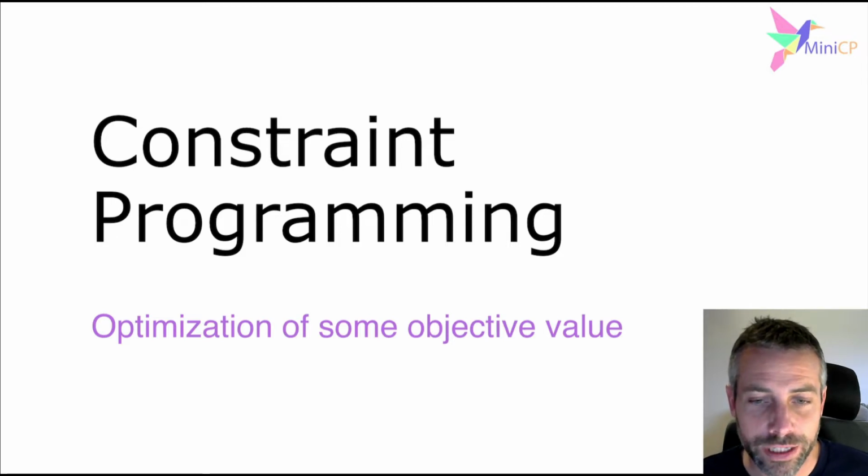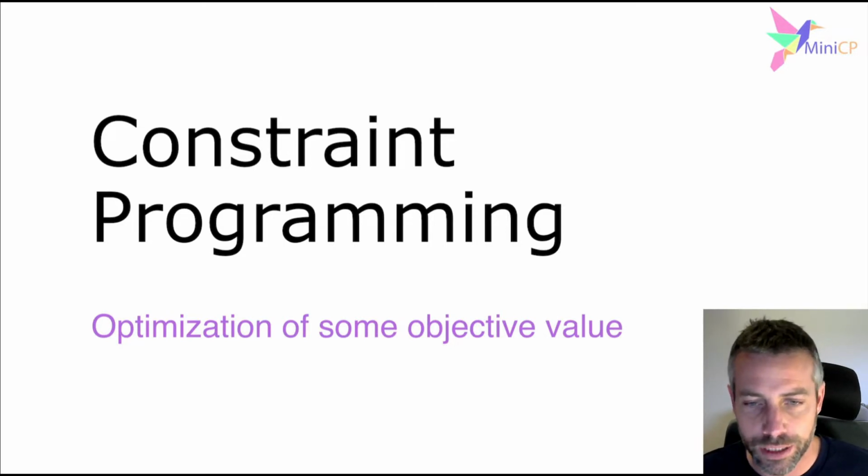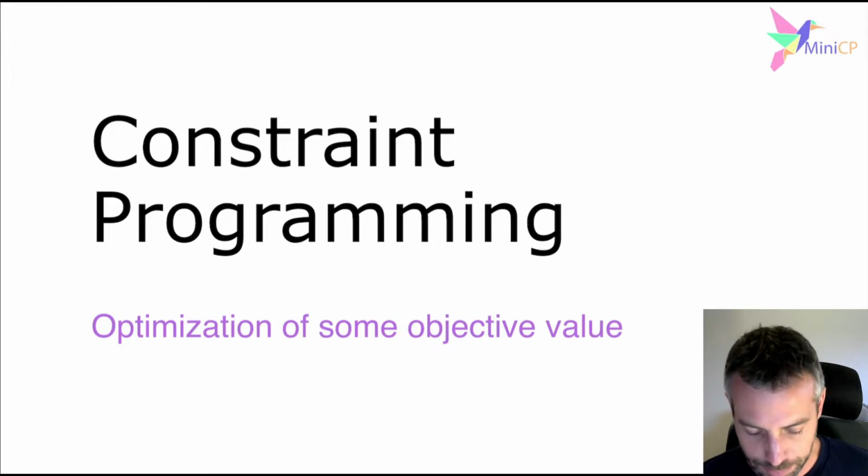I have often heard that constraint programming is not a good technology for solving optimization problems. This is fake news. Actually, constraint programming is well designed to solve discrete optimization problems as well, and you can optimize any objective function that you want. Let's see how to do that in constraint programming and how the design is done in MiniCP in particular.